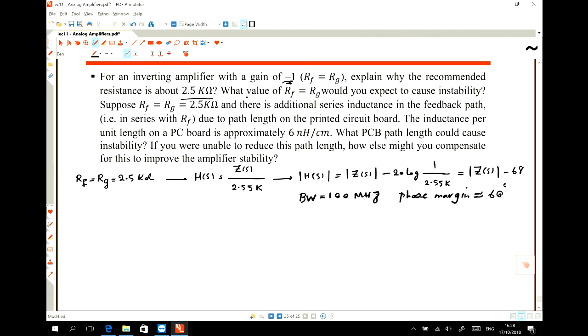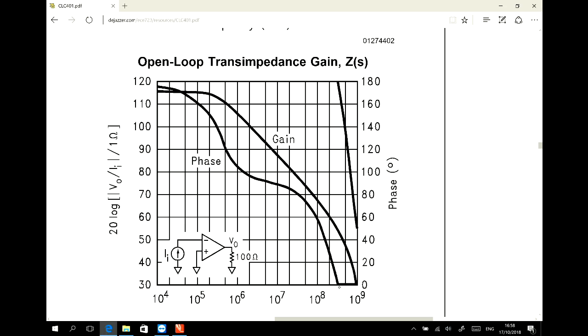The next question is: what would be the value for RF equal to RG at which the system will be unstable? What does it mean? It means that I have to find the first point here, this point, at this bandwidth, where we are almost unstable. And then at this bandwidth, I have to look at the gain. So the gain is around 55.